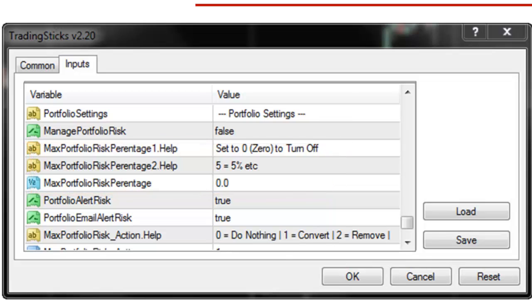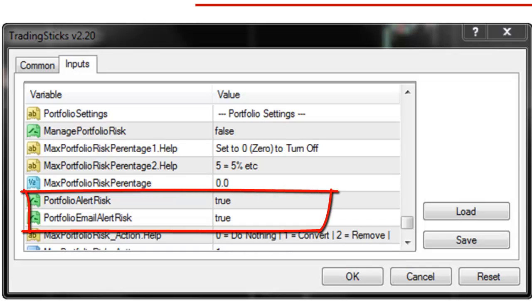The next thing we're looking at, of course, is the portfolio alert risk and email alert risk. These are both set to true by default, so if the trades in the portfolio take us beyond our 5% risk in this example, then we would get an alert on the screen, and we'd also get an alert via email, which may go to our computer again, or it could go to our mobile telephone.